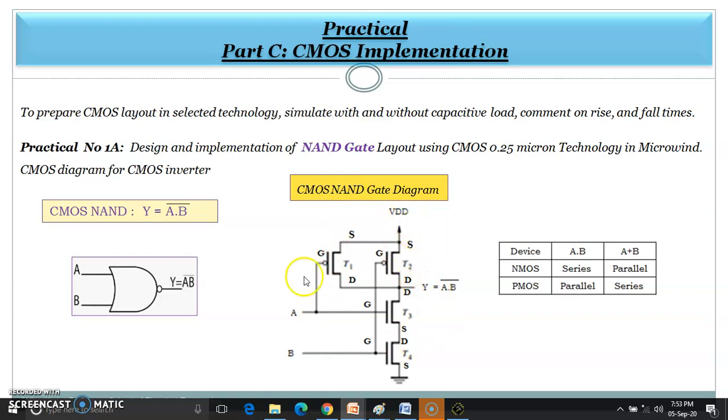So how to draw this circuitry? As you know, the equation is (A into B) whole complement. See towards this logic, A into B. When such an expression is there, NMOS should be in series and PMOS should be connected in parallel. Similarly, if an A plus B type of equation is there, NMOS should be connected in parallel and PMOS should be connected in series. You need to remember this. By remembering this, you can draw any combinational logic using CMOS circuitry.